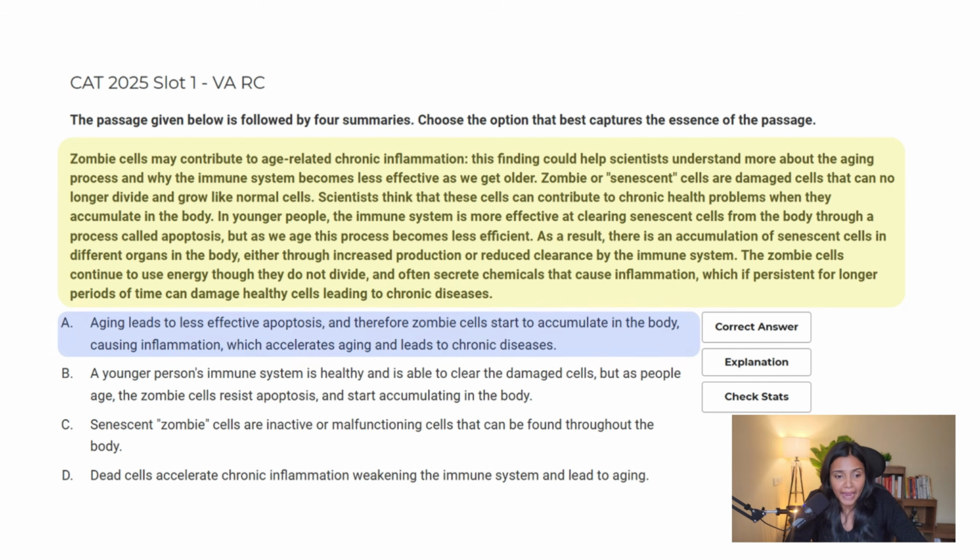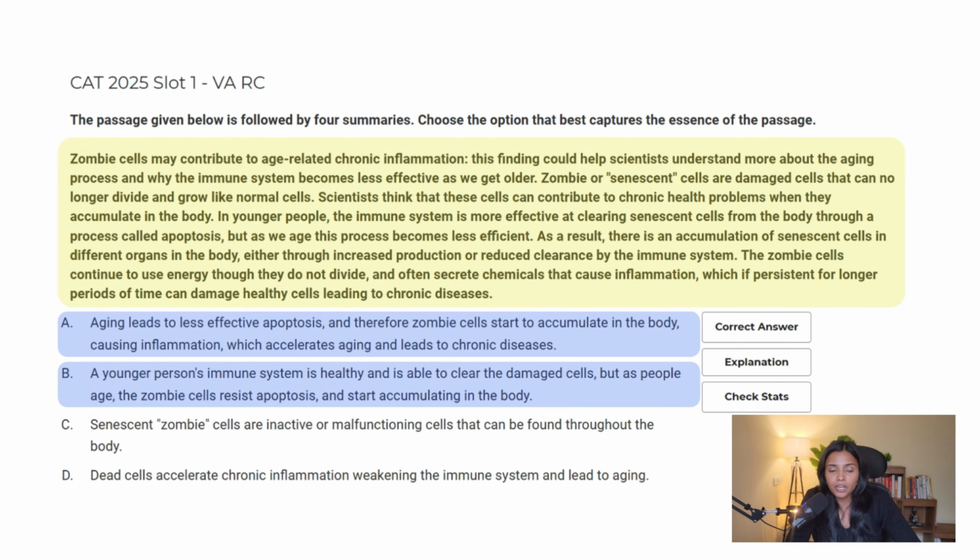Option A: aging leads to less effective apoptosis, and therefore zombie cells start to accumulate in the body, causing inflammation, which accelerates aging and leads to chronic disease. Well, it almost captures every point that I had in my 5 to 6 word summary: aging, apoptosis, accumulation, disease. The only thing is that it says accelerates aging. Not sure about that, but let's see the other options.